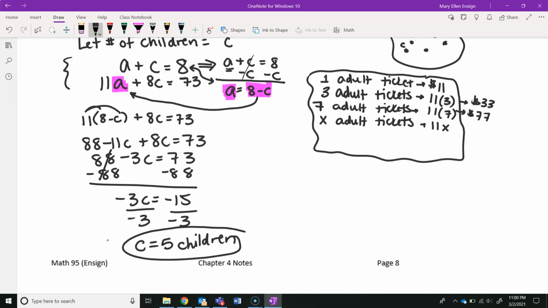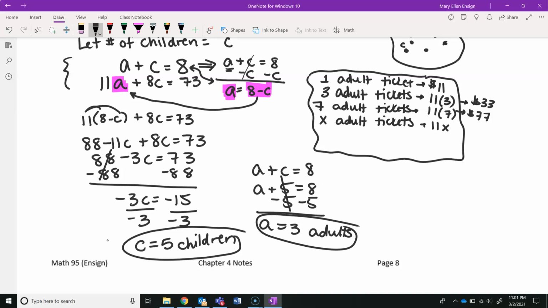Okay, now again, just for the process, obviously you can do this one in your head, but just for the process to show you that we would plug in 5 in either equation. I just chose the top one because it's a little nicer. Then solve for A. So A equals 3 adults.